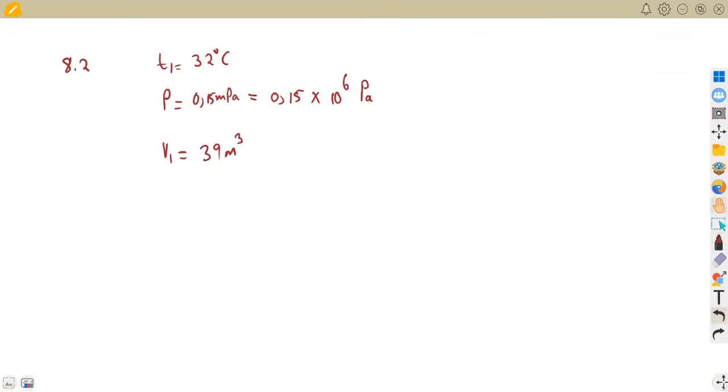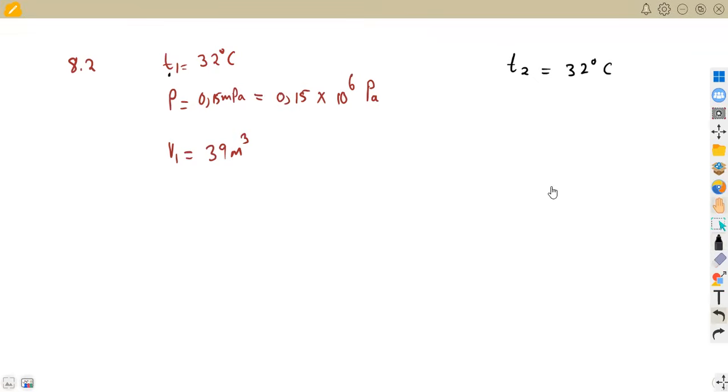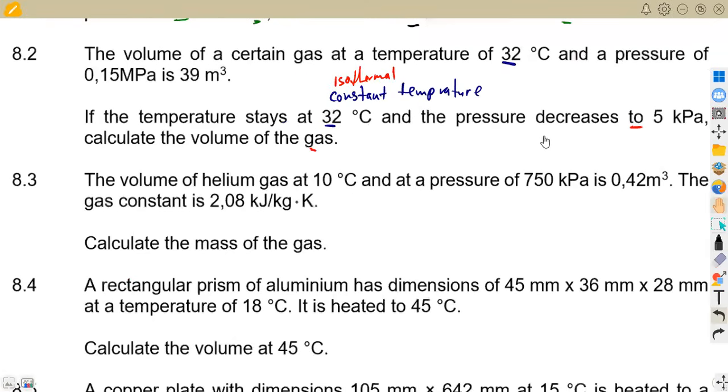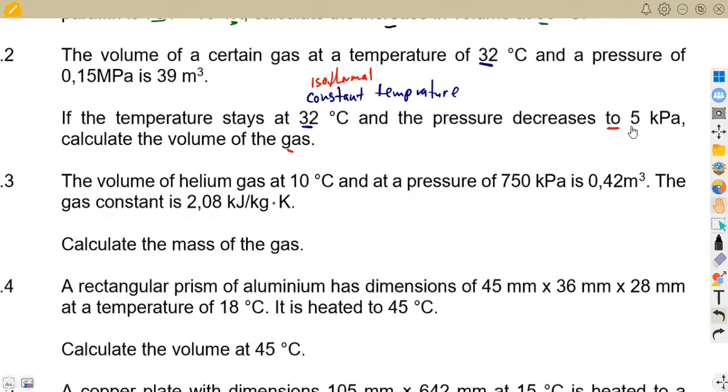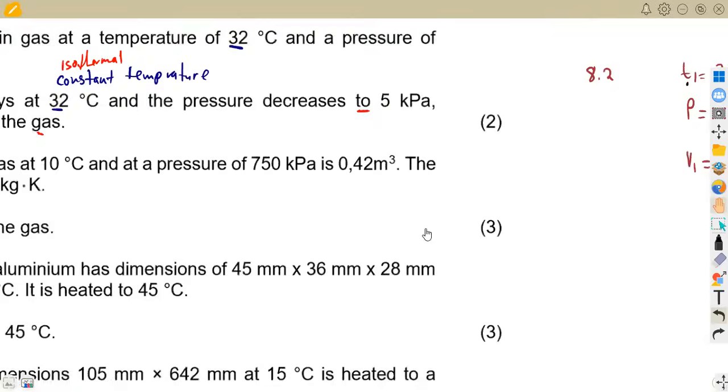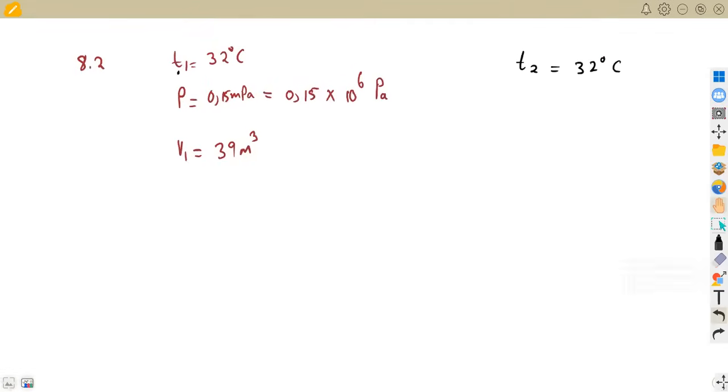Then we are told that it is at a constant temperature, meaning our T1 is going to be maintained at 32 degrees Celsius. There is no change in temperature there. It's constant. That is an isothermal process. But the pressure changed. In this case, it dropped, or it decreases, to 5 kilopascals. That is a change. Then calculate the volume. So we need the volume after this change in pressure, having our P2 as 5 kilopascals. Given that it decreases to 5 kilopascals, what is going to be the corresponding volume?